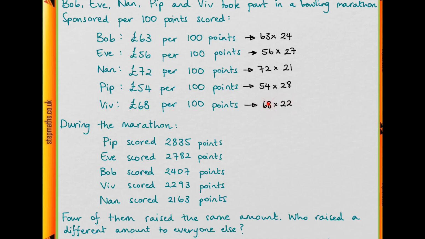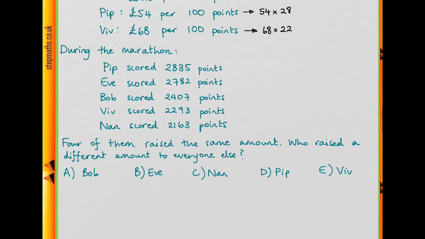So this cannot be the same as any of these other numbers, and therefore our answer must be E, Viv.